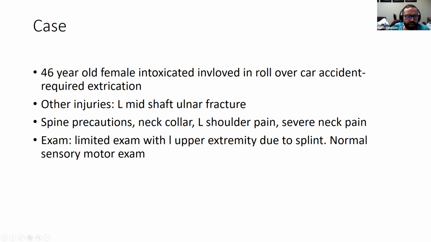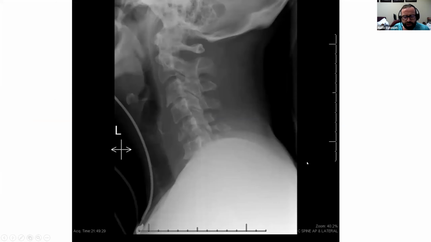So this is the second case, also trauma. A 46-year-old woman, intoxicated, in a rollover car accident. She had a mild ulnar fracture. She had neck pain, shoulder pain, no real deficit. And that's the trauma activation, obviously, and that's the lateral film that the patient underwent.